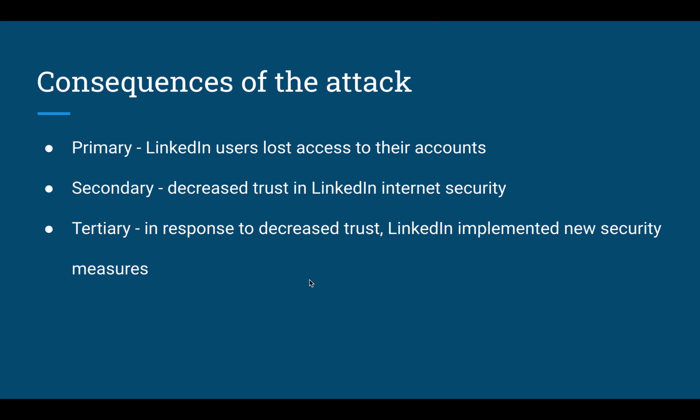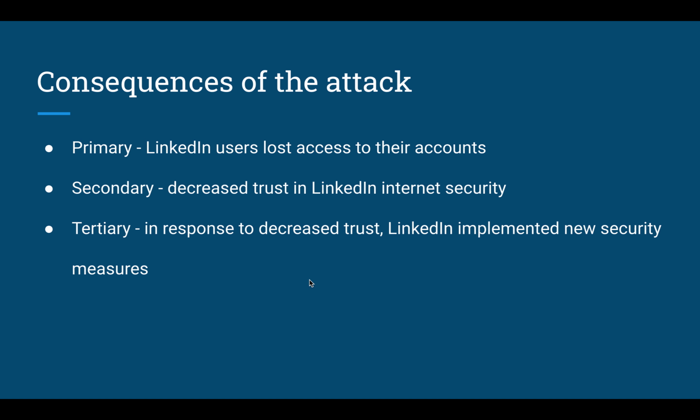So, what were the consequences of the attack? The primary consequence was that LinkedIn's users were unable to access their accounts, and many received emails or notifications urging them to change their passwords. The secondary response was that the attack was so high profile and it involved so many different user accounts that it is quite probable that the attack reduced people's trust in internet security. This is made especially so by the fact that LinkedIn used inadequate password security and failed to utilize dual-factor identification.